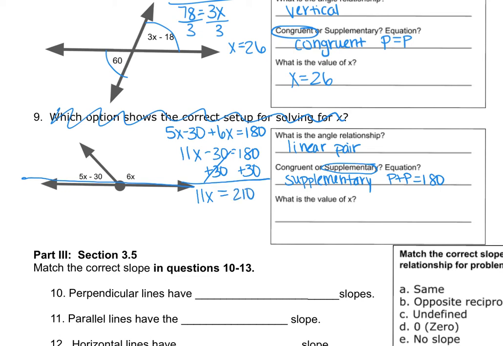And then our last step, we need to divide both sides by 11 to get rid of it. So the 11s cancel out, and 210 divided by 11 is going to give us 19.09. So the value of x is x equals 19.09.